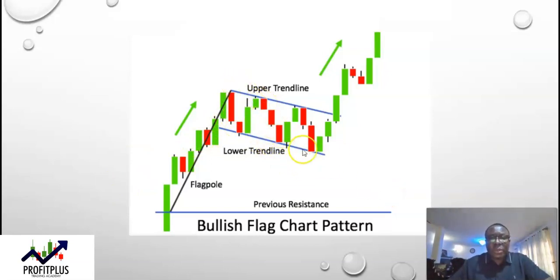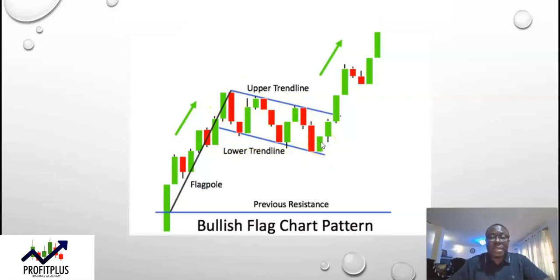It can also come downwards this way. This is how it looks. Okay, this is the flagpole. You can see what is happening. Okay, this looks like an impulse. Of course, it is an impulse. From here to this point is a price impulse, and all the things you're seeing here are corrections.